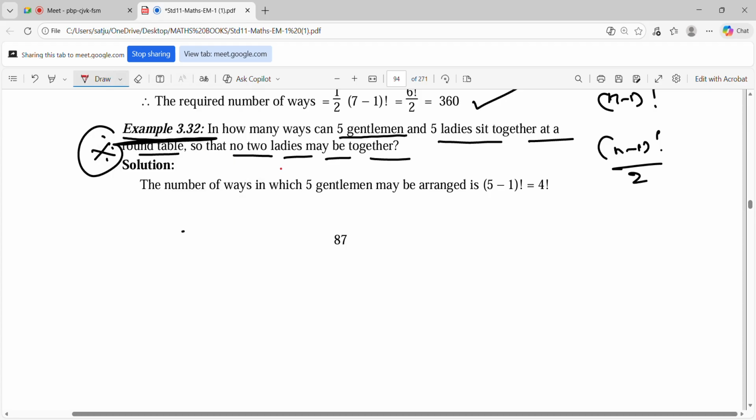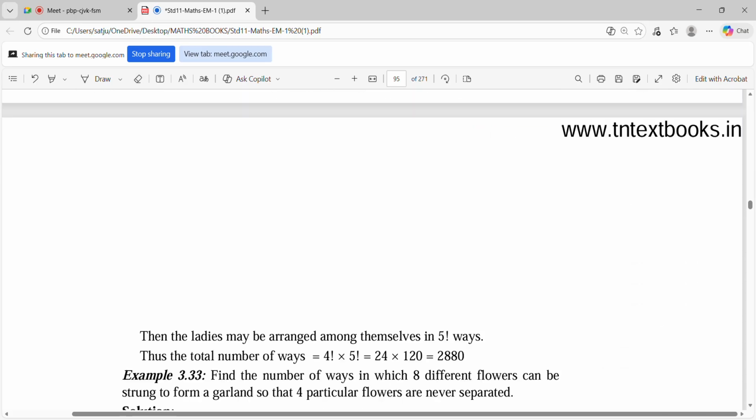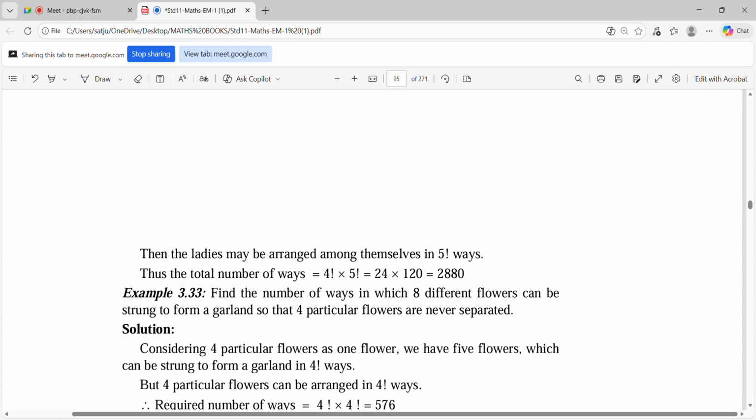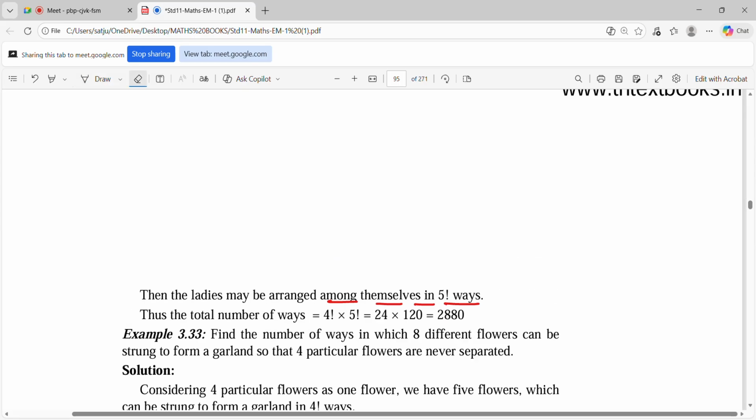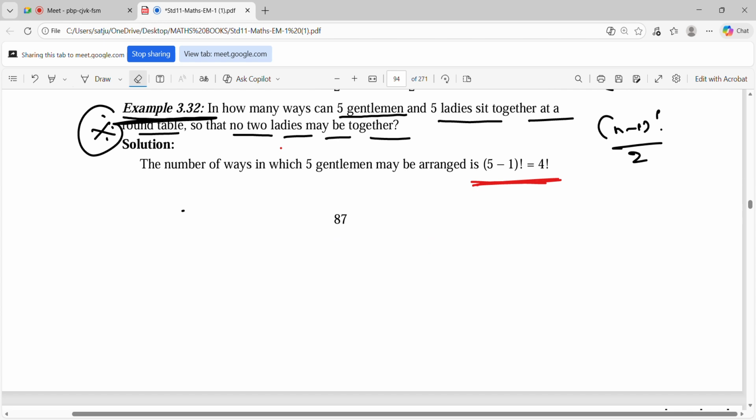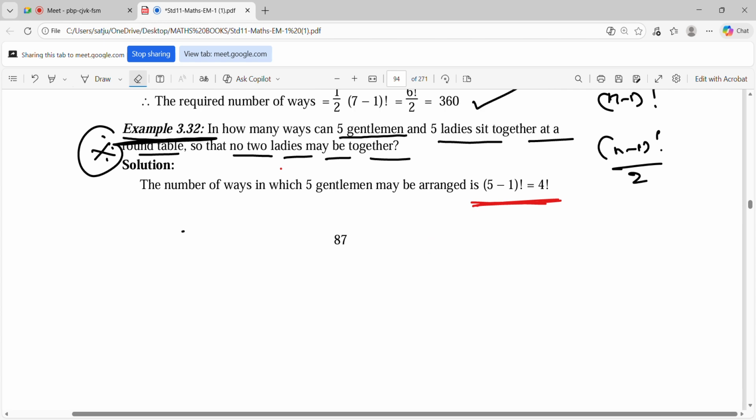Listen, first of all, check here that 5 gentlemen can be arranged in a circle in 5 minus 1, 4 factorial ways. Gentlemen first, then the ladies. See here, you have to be focused in a very simple manner. The ladies may be arranged among themselves in 5 factorial ways. Why are you taking gents as 5 minus 1? Anyone can say?